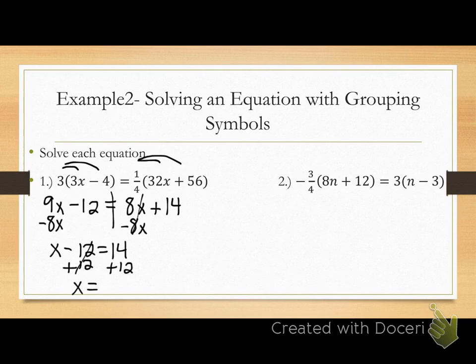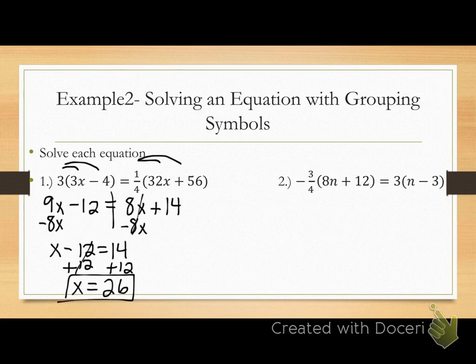14 plus 12 gives me 26. And then I can start isolating my variable, but it's already by itself, so that's my answer. Any questions on number 1? Everyone see how we followed the steps? Are we understanding the steps?